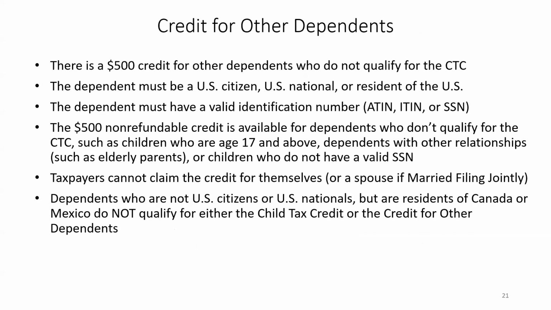And then, of course, if you've got a child at home that's over 17, you might be able to get that $500 credit. In this particular case, you can get it if you're a U.S. citizen or a resident, but you've got to have a valid ID number. This is typically not an issue with clients that come in. They're usually going to have a Social Security number, or they might have what is called an individual taxpayer identification number. In some cases, they may have an adoption taxpayer identification number, but they're going to have something.